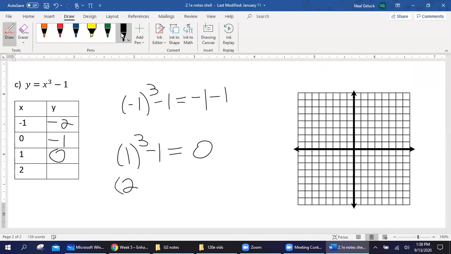And if I plug in 2, 2 cubed, careful, not 2 times 3. That's 2 times 2 times 2, so that's going to be 8. Oops, should be minus 1. 8 minus 1, which is 7.